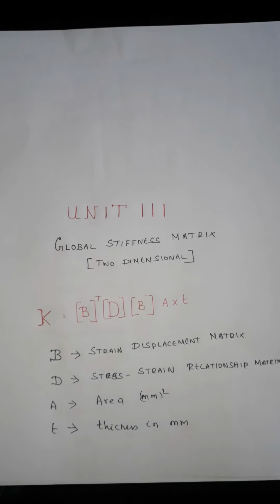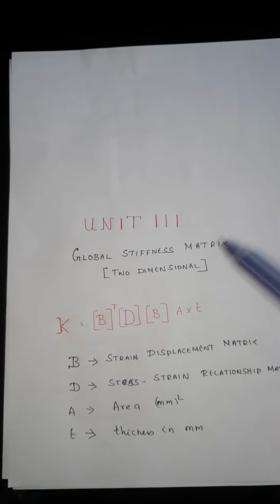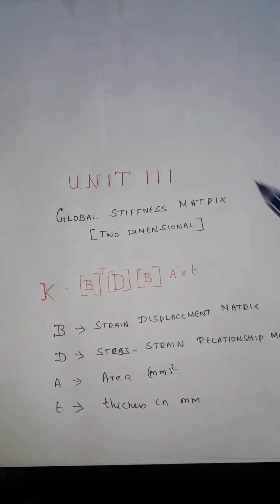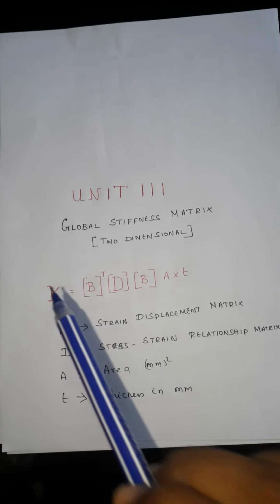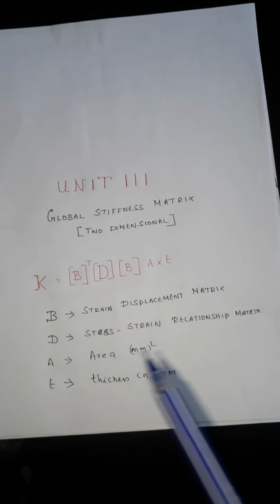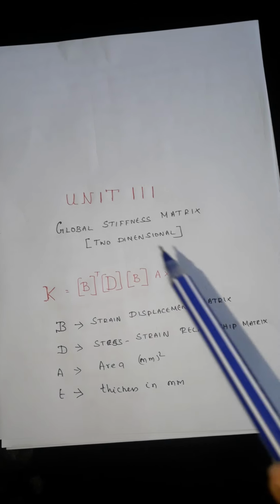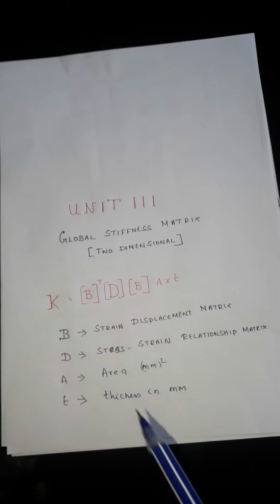Today we are going to see the third unit, in that how to find out the global stiffness matrix in the triangular element. This is the global stiffness matrix formula. The K denotes global stiffness. B transpose, the B is the strain displacement matrix, and D is the stress strain relationship matrix. A is the area in mm square and T is the thickness in mm.